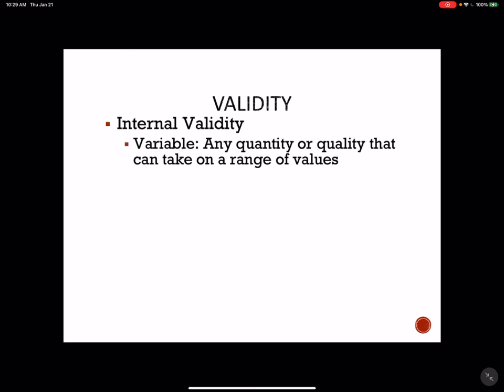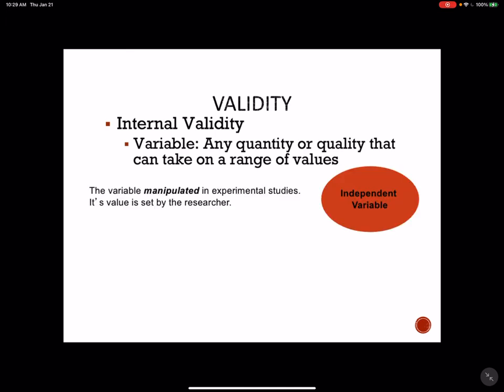Now, before we even start this, we have to go back a couple of steps. Because believe it or not, this sounds very silly that we even have to cover it, but it's super important. So first thing we have to define is a variable. And a variable is any quantity or quality that can take on a range of values. So this is super important, and I know you think it's silly, but I've had students before forget to put the range in their variables.